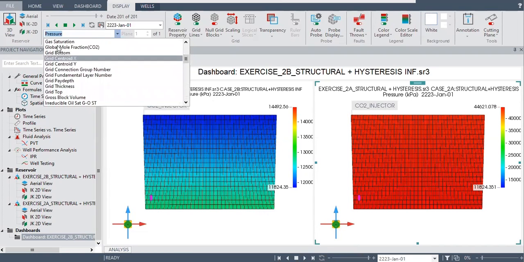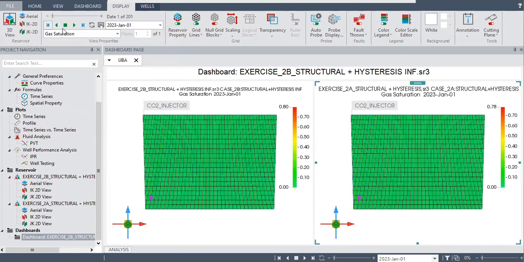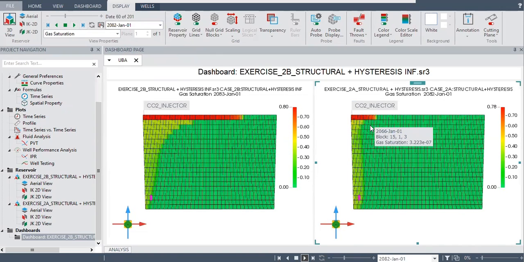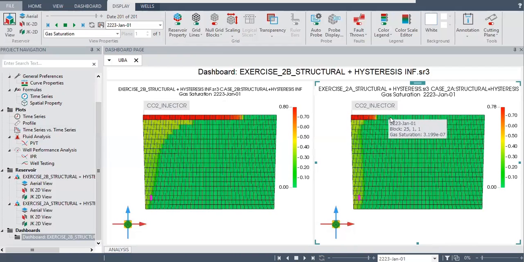Then go back and play. Very different as well. On the right, because of hysteresis trapping, the movement is very limited, only in this area. You can see the yellow blocks there due to hysteresis trapping, and the red one. CO2 cannot go to the upper section of this aquifer because we have the boundary. So CO2 will accumulate on the top and then just spread there.